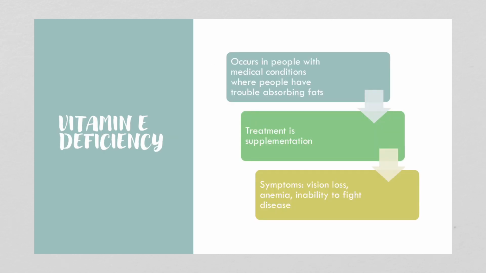Vitamin E deficiency occurs in people with medical conditions where people are having trouble absorbing fats. The treatment for vitamin E deficiency is supplementation. The symptoms are vision loss, anemia, and the inability to fight disease. So again, vitamins D and E are important for the functioning of our immune system. And if you can't absorb fats, you might not be absorbing the vitamin E, and that's why you need the supplements.